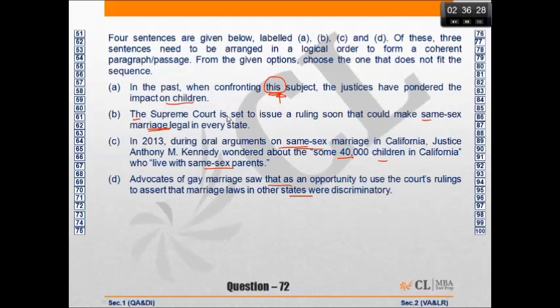So the Supreme Court is set to issue rulings making same-sex marriage legal in every state. In the past, justices pondered on this thing. Okay. And the oral arguments about children who live with same-sex parents. What about D? Advocates of gay marriage saw that as well. What did they see to use court rulings, or discriminate? We have not been talking about this at all. So D should most probably be the answer. I'm not 100% sure, but I think A, B, C are connected. Hence, I'm marking D as the answer.